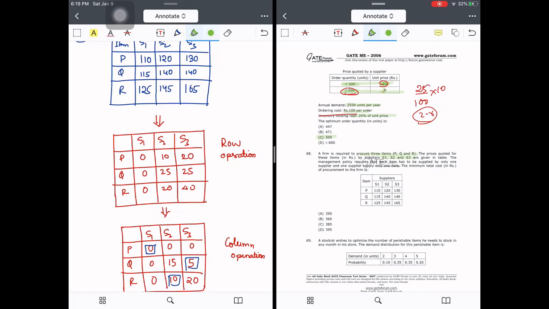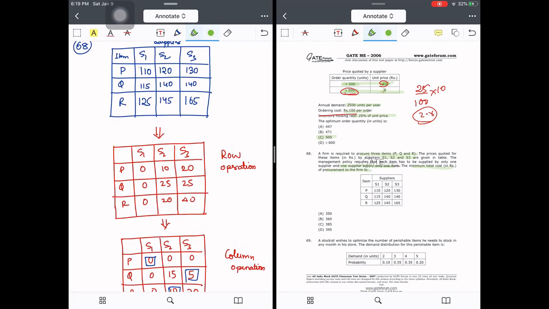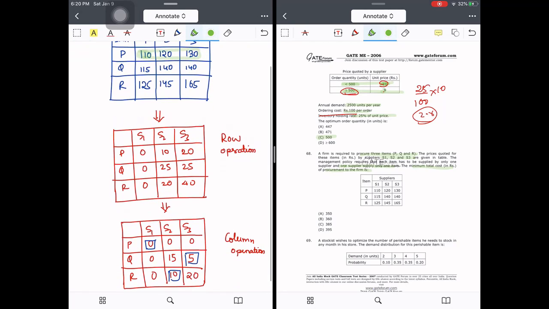Now question number 68. A firm is required to procure 3 items P, Q, R. The prices quoted for the 3 items by the suppliers S1, S2, S3 are given in the table. The management policy requires that each item has to be supplied by only one supplier, and each supplier supplies only one item. So, for the minimum total cost of procurement, in this case we will do a row operation and then a column operation.